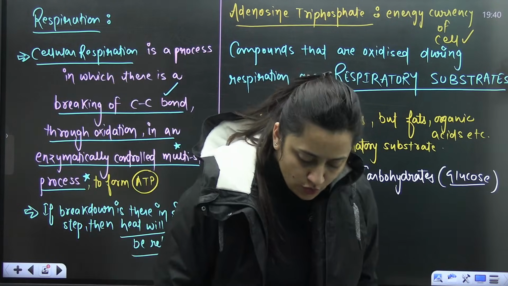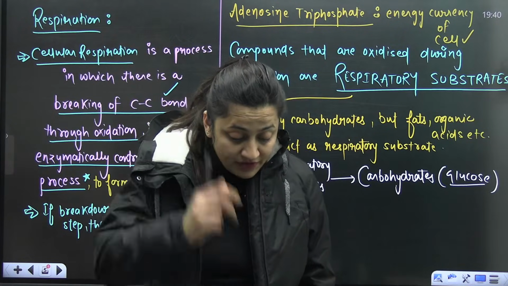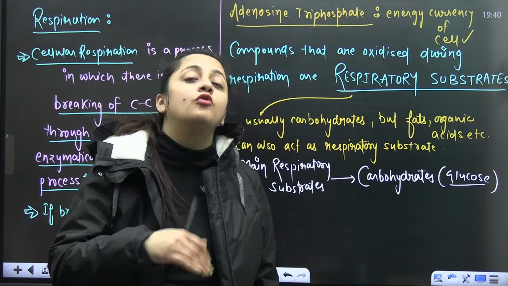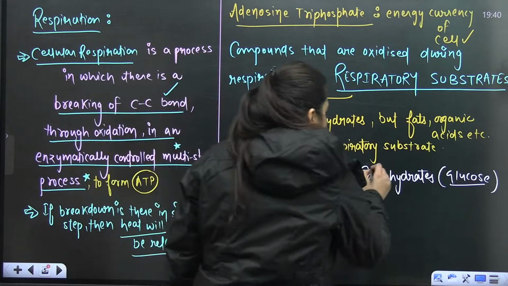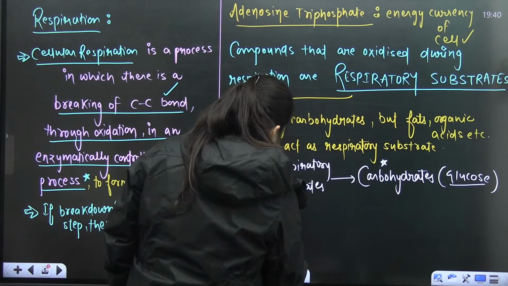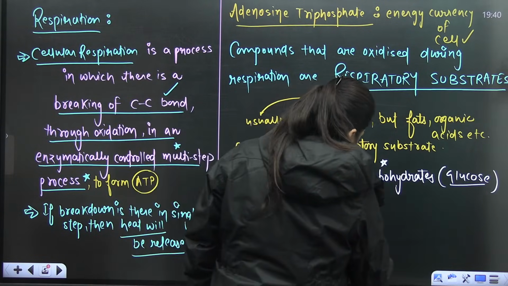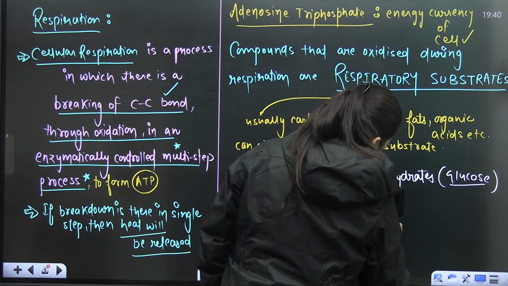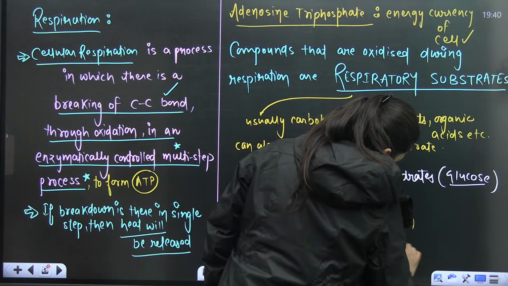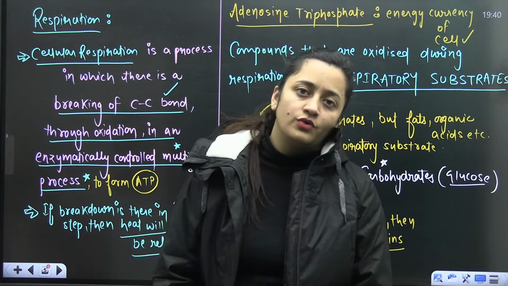So why is it so? The main one is glucose. But if, let's suppose, it is not available, then obviously the body will go for the fats, and then for the proteins. So the main respiratory substrate is carbohydrate; if not available, then fats, then proteins. That's what you have to understand.